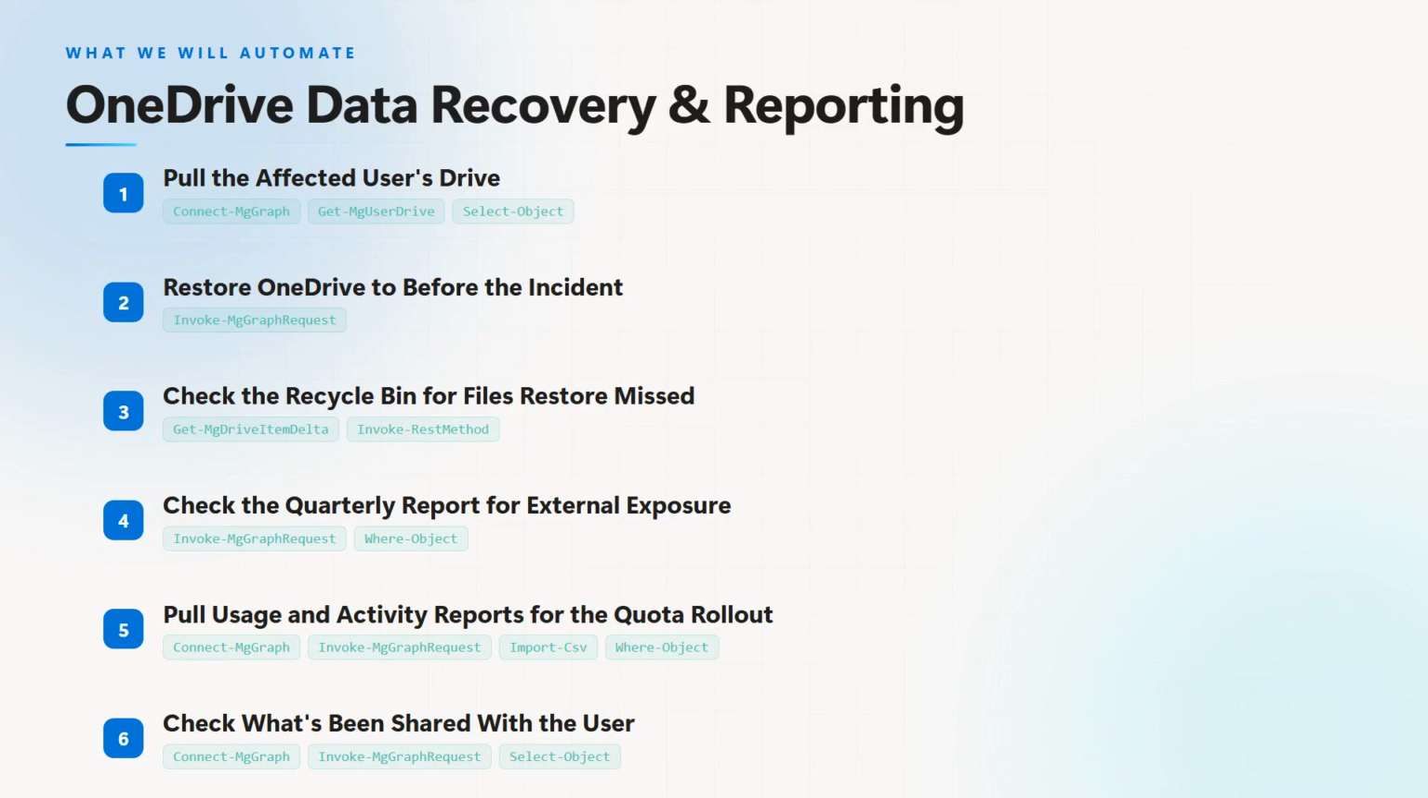After that, you run a quarterly report to spot external exposure with Invoke-MgGraphRequest and Where-Object. We also pull usage and activity reports to support a quota rollout, combining Connect-MgGraph, Invoke-MgGraphRequest, and Import-Csv. Finally, you check what has been shared with the user, again using Connect-MgGraph and Invoke-MgGraphRequest. You walk away with a complete set of scripts you can run on any Microsoft 365 tenant.